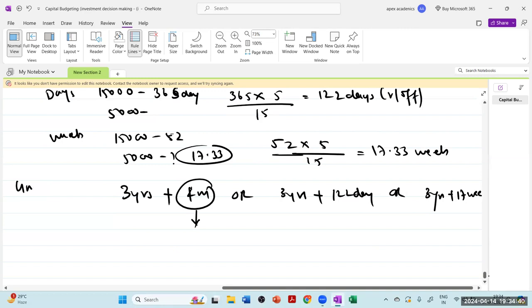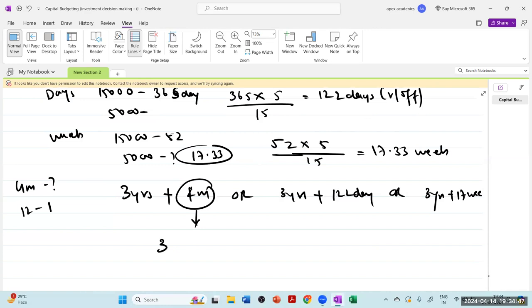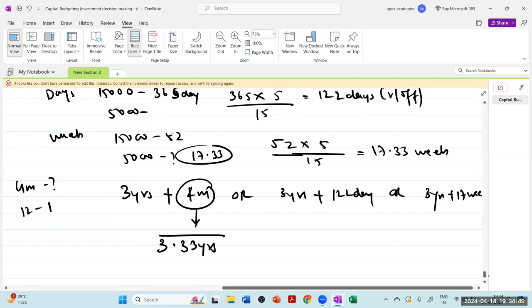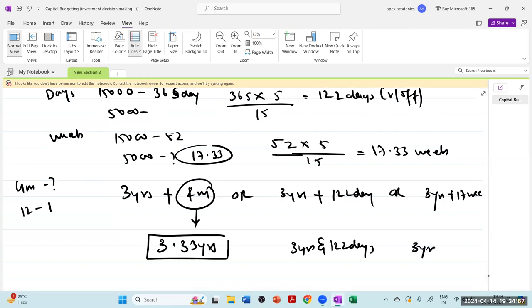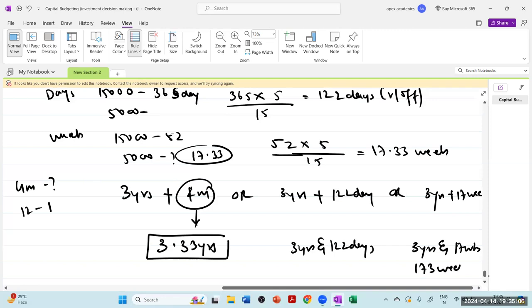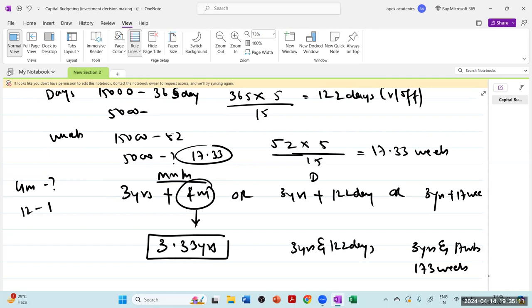See, 12 months is 1 year. 4 months is how many years? 4 divided by 12. What is your answer? 0.33. So this is 3.33 years. This is 3 years and 122 days. This is 3 years and 17 weeks, which can be written as 52 multiplied by 3 plus 17, that is 173 weeks, right? So this is your months calculation, this is your days calculation, and this is your weeks calculation.